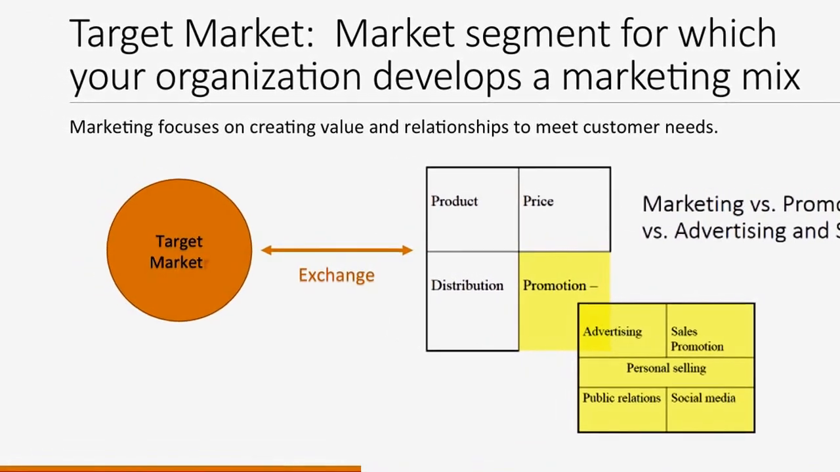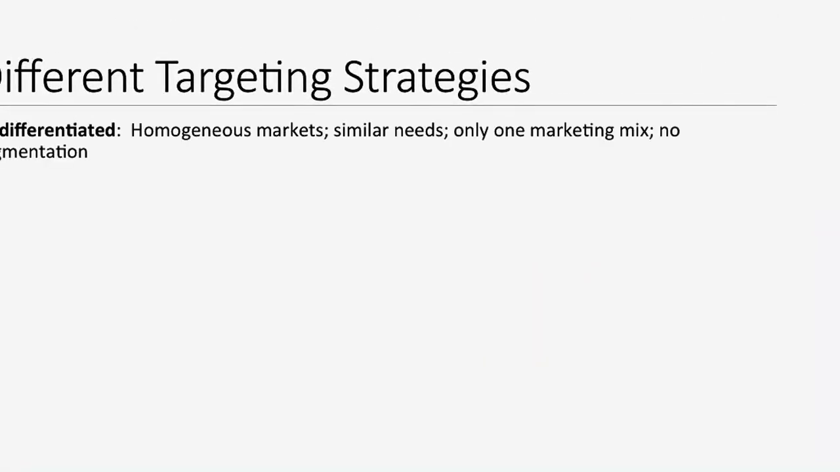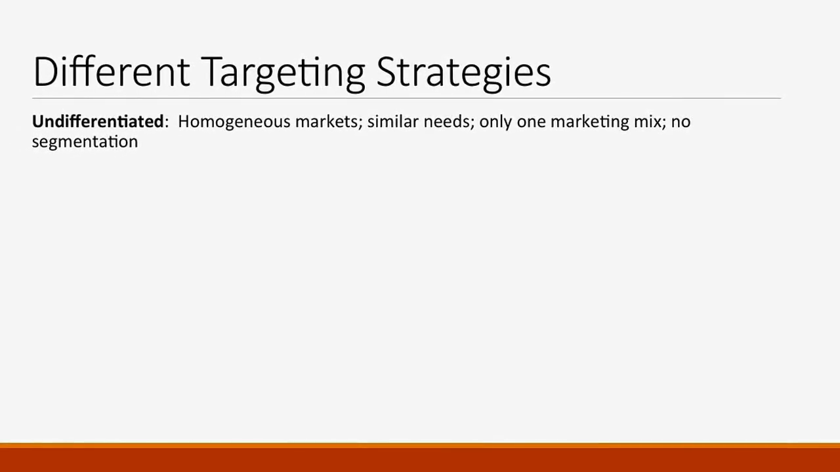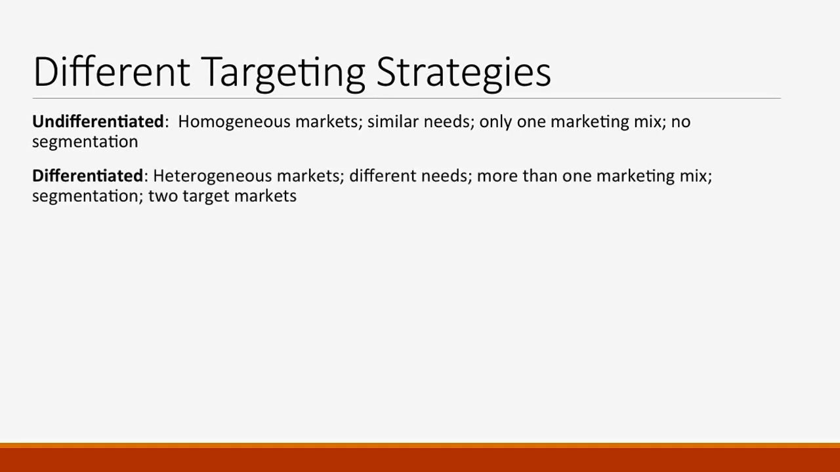We mentioned earlier that there are some different targeting strategies. One is what we would call an undifferentiated strategy, and that's when you see the mass market as being homogeneous. In other words, everybody has similar needs, so you don't need to segment, and therefore you only have one marketing mix. Another targeting strategy is when the mass market is heterogeneous and they have different needs.